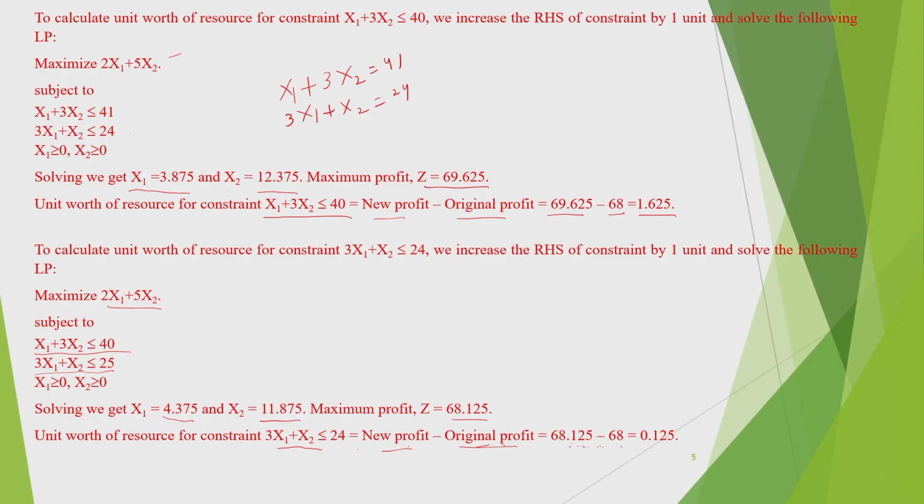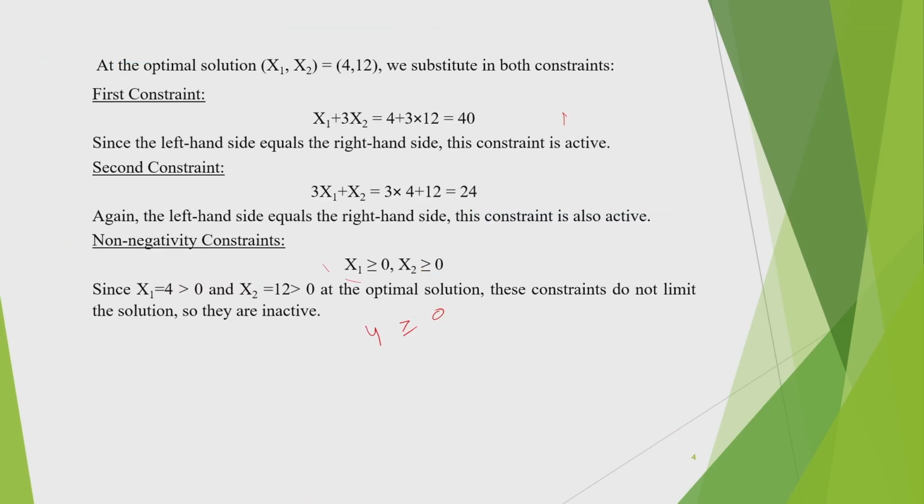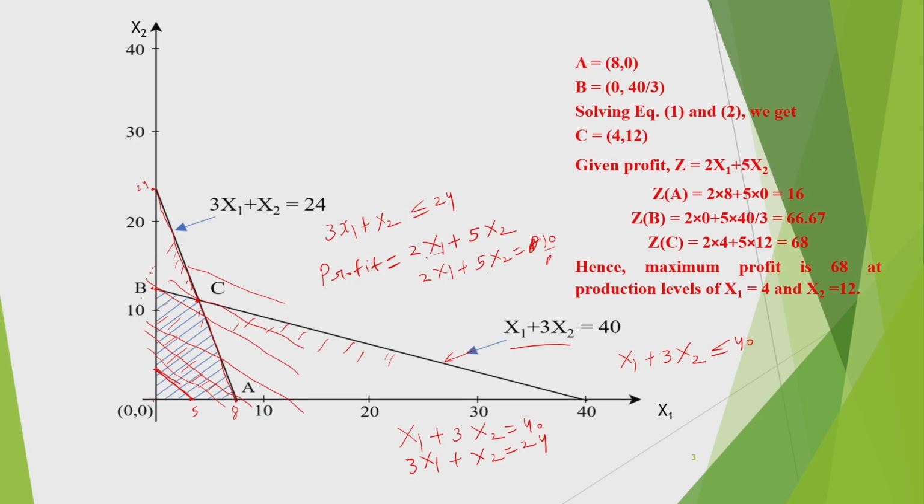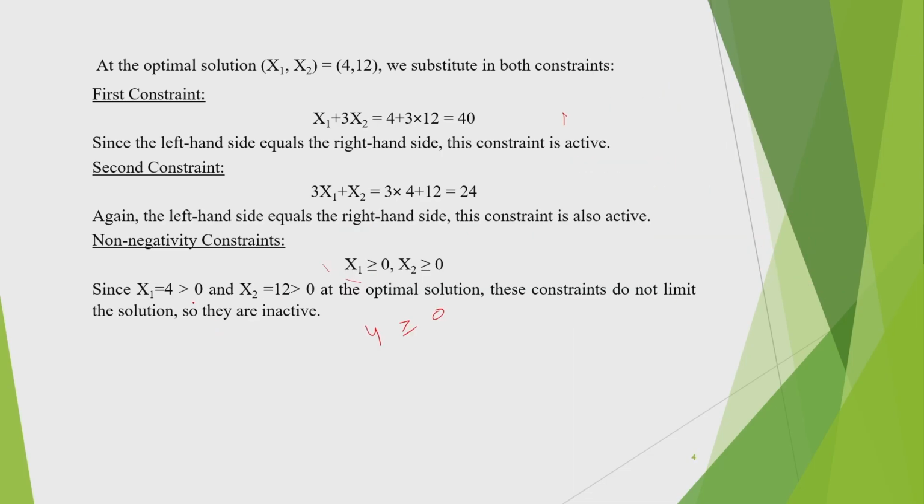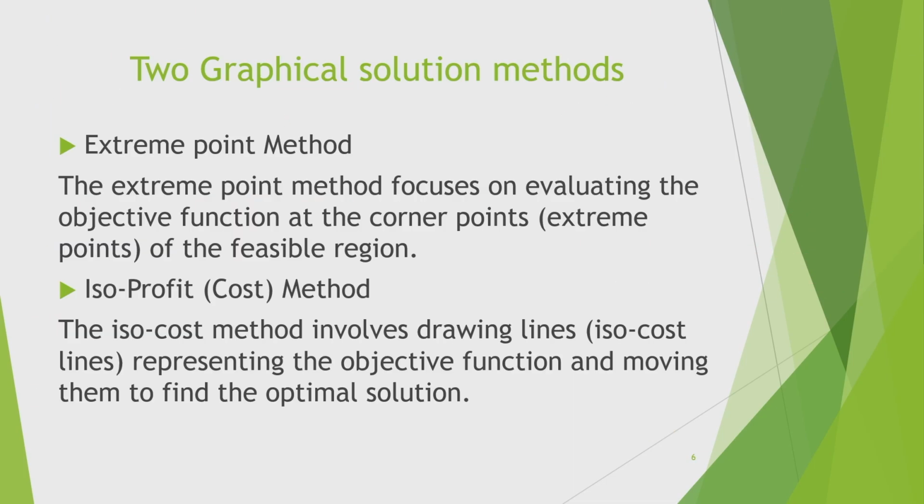And what is the unit worth of resource of inactive constraints? Unit worth of resource of inactive constraints is 0 whether you increase it or not. Suppose I had given the constraint x1 greater than 1 instead of 0, then how would the answer have changed? The answer would have remained the same. See, if you had given x1 should be greater than 1 instead of 0, that means you should have been in this region. So it doesn't matter.